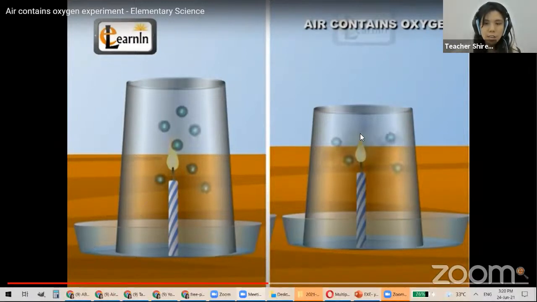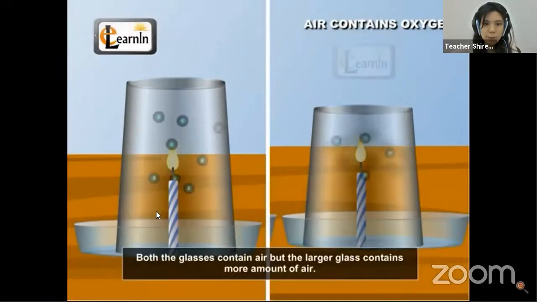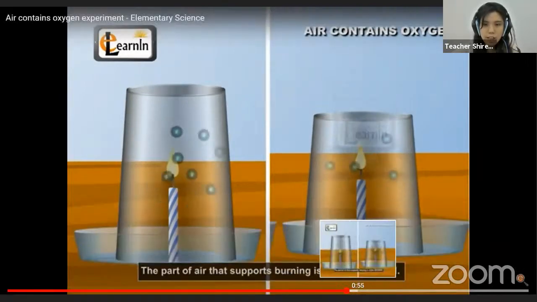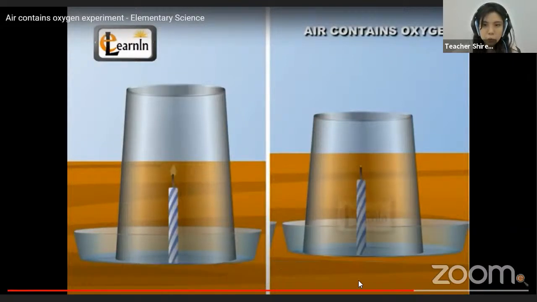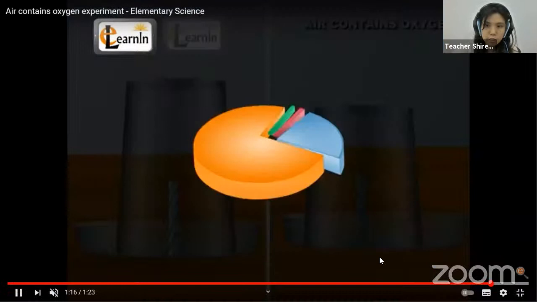So that's how the small cup will extinguish first, while the big cup will extinguish later. Slowly, after the oxygen helps the combustion, this one will extinguish first because it has less oxygen. Eventually, in the big cup the oxygen will also run out and it will extinguish. When this extinguishes, something very special is actually happening, but it's not shown over here.